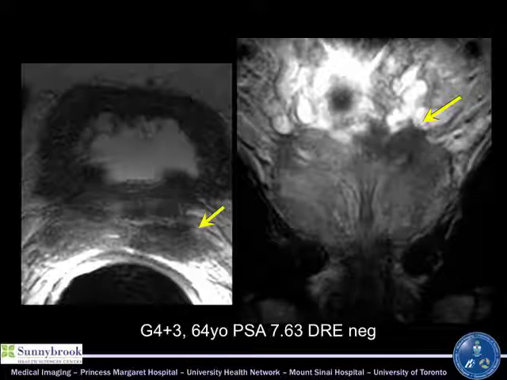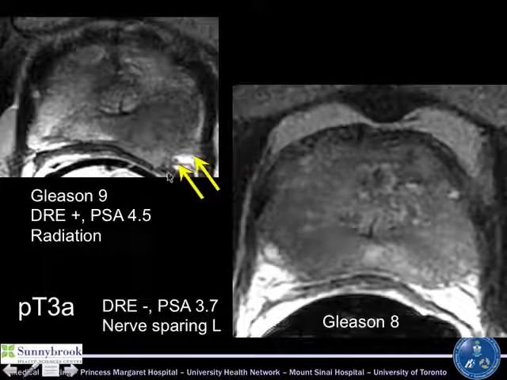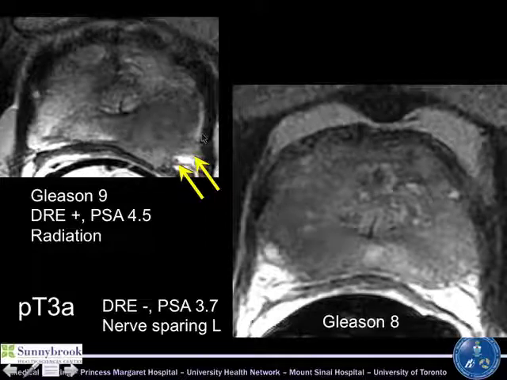A lot of these patients with very high tumors are DRE negative. So I think MR is helpful in these high-risk cases or high intermediate risk cases. Here's an example of gross extension outside the prostate, Gleason 9 disease. This patient went on to radiation. Here's Gleason 8 disease, and there's a little bit of extension here extraprostatically, but a lot laterally. This patient was DRE negative, and had nerve-sparing surgery on the left, but not on the right. So I think planning surgical approaches is certainly one thing that some of the urologists appreciate.